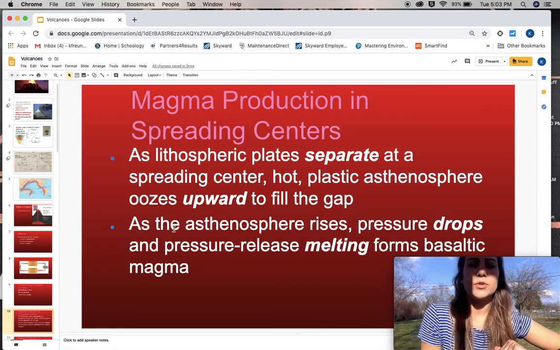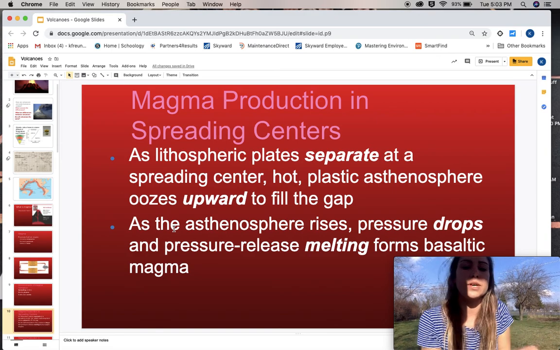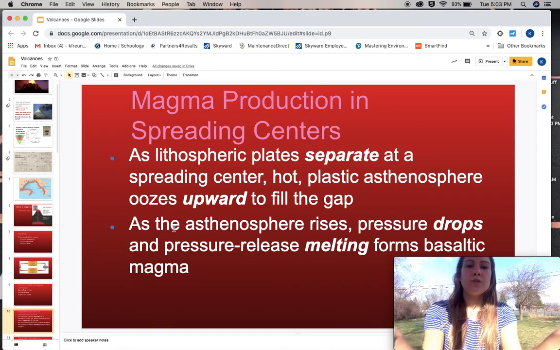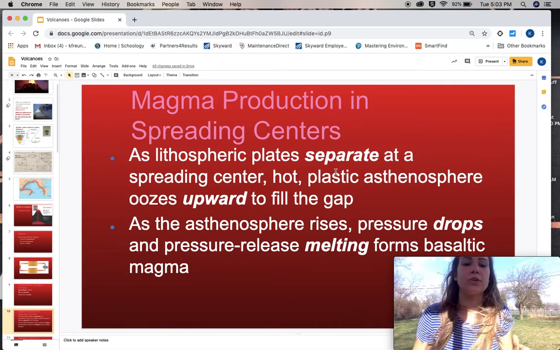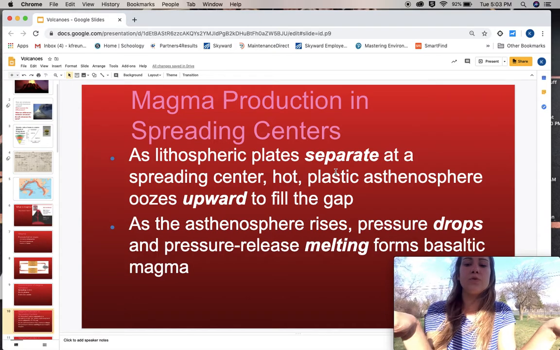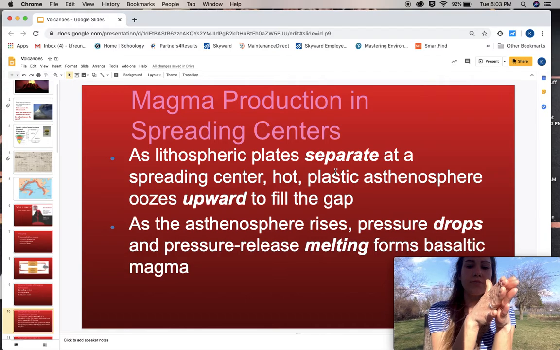So the first one is the spreading centers. As lithospheric plates separate, so as the crust separates in the ocean floor, the hot plastic, plastic meaning liquid rock, asthenosphere, is going to ooze upwards. So the plates move, and then the rock comes in and fills that gap left behind.